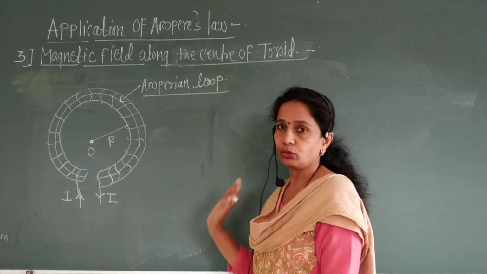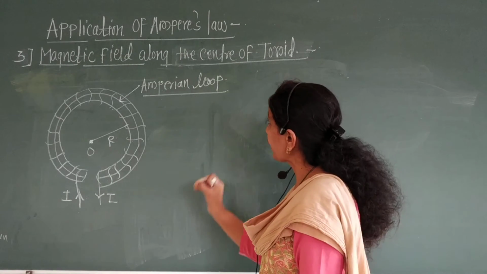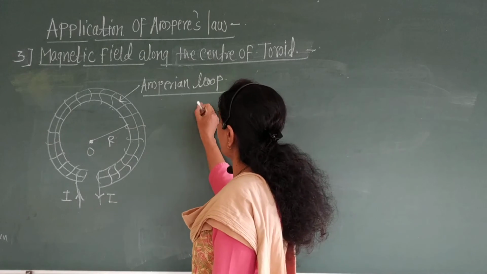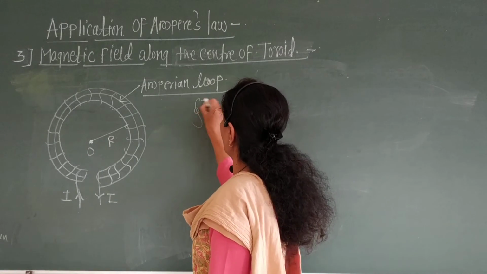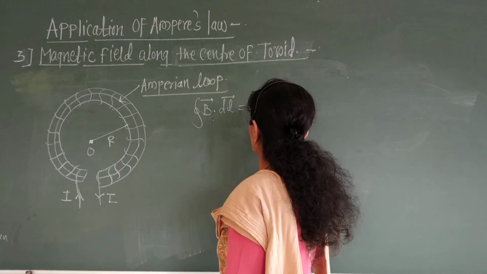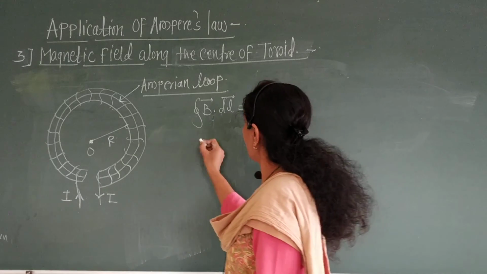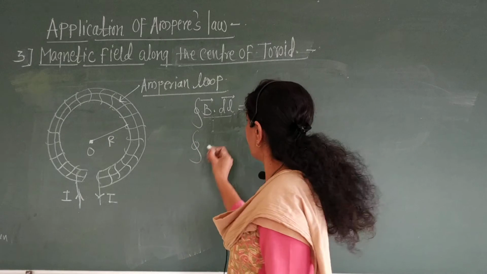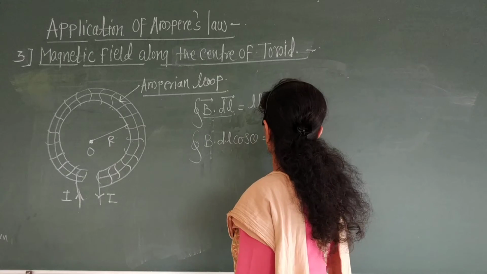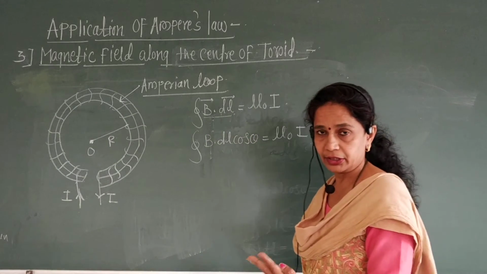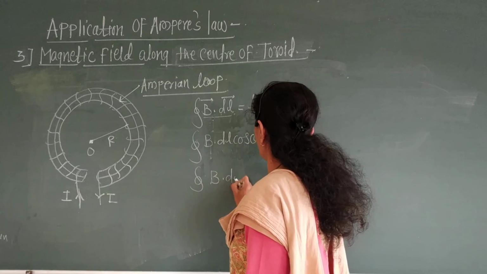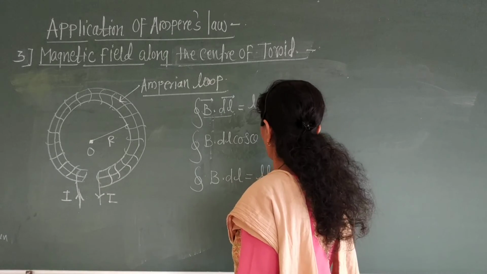This is called a toroid, and we have to find out the magnetic field at the center of the toroid. Therefore, use Ampere's law. What is Ampere's law? The line integral of B vector dot dl vector is equal to mu 0 I. Okay, therefore the dot product is written as B dl cos theta is equal to mu 0 I. Here theta is 0, therefore cos 0 is 1. Therefore, the integration of B dl is equal to mu 0 I.